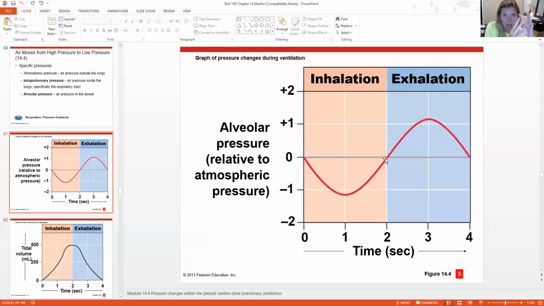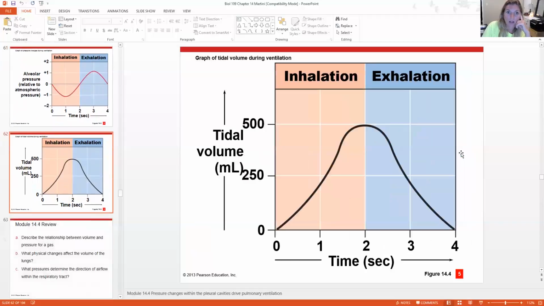Your thoracic cavity is getting smaller, so pressure is increasing, and that's what you see here. Increased pressure during exhalation. What about our tidal volume? Our tidal volume is the amount of air exchanged with the environment with every breath we take. In normal breathing, unless you're out of breath for whatever reason, you're doing tidal breathing. It's around 500 milliliters, or half a liter, that you're breathing in and out every couple of seconds.